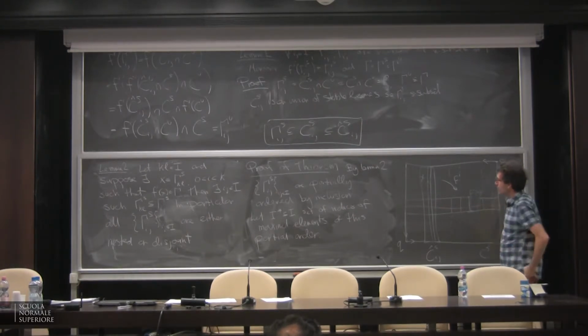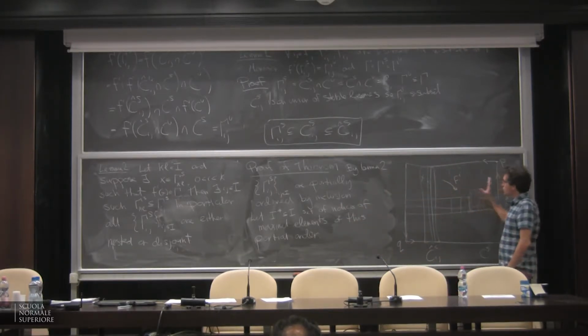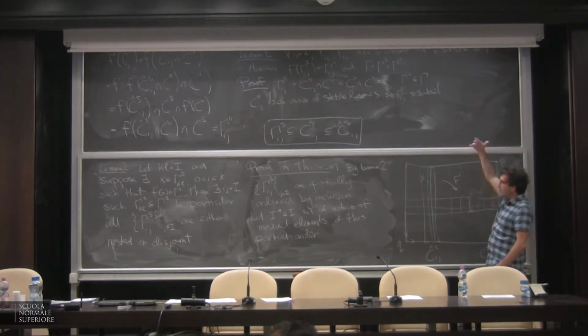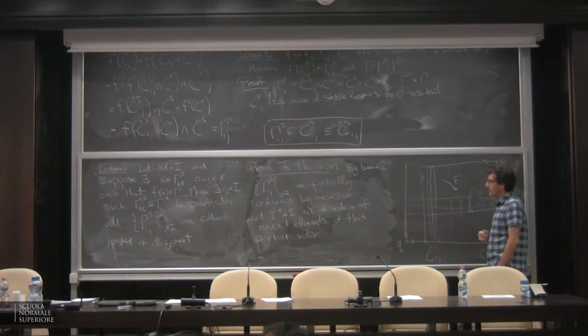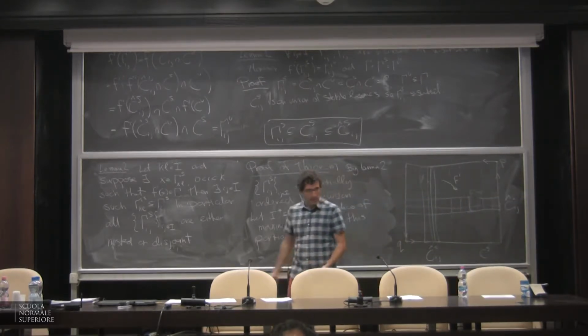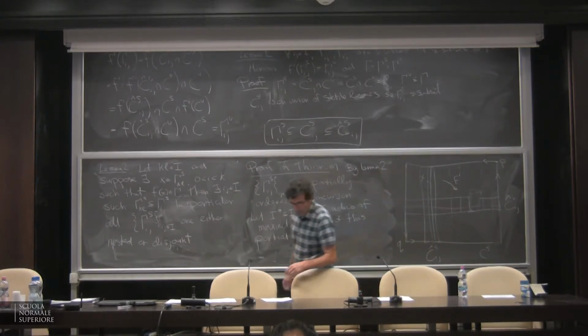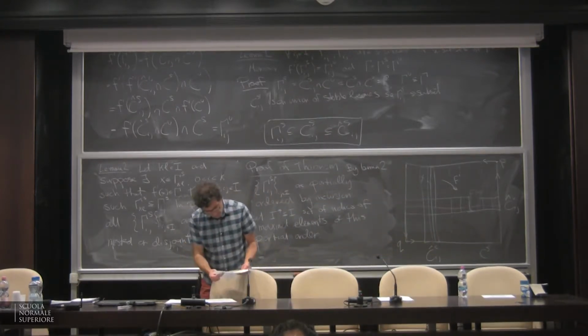Okay, so using these two lemmas, I have this partial order, which means that I can choose maximal elements that are not contained in any other element. If I take any other one, either it's disjoint or it's included. And I claim that this is good for me.